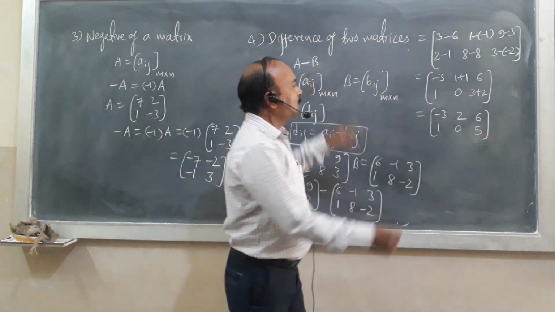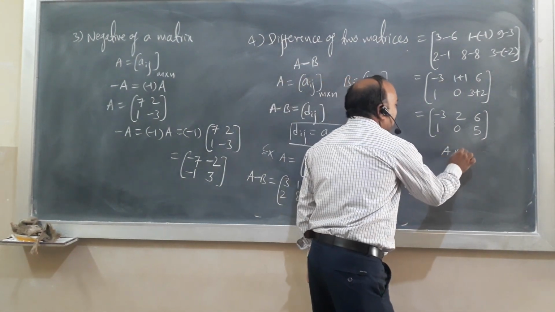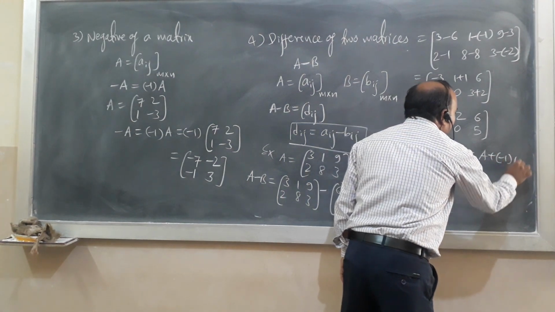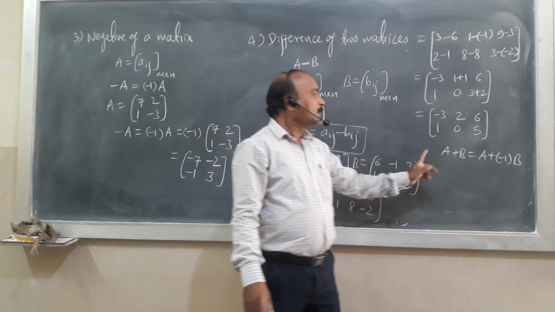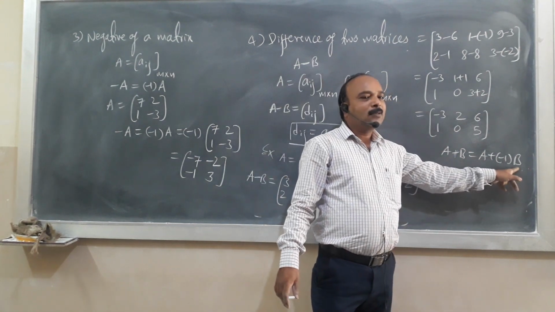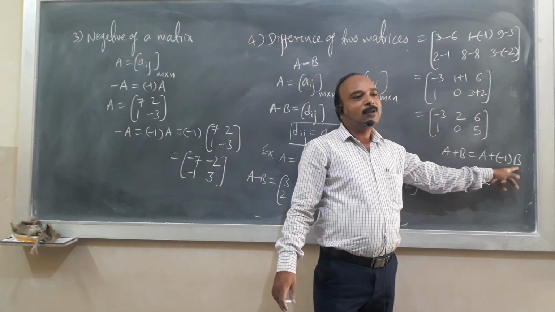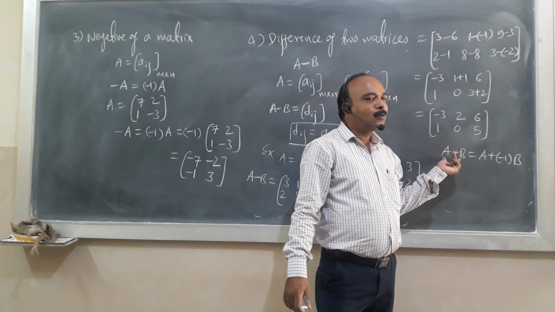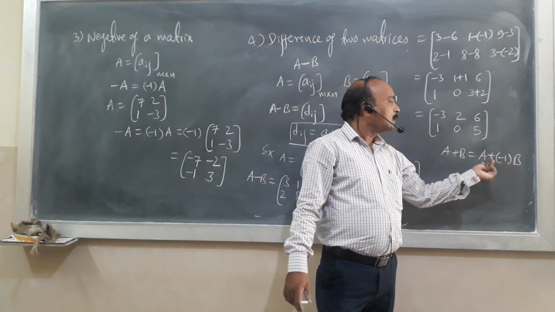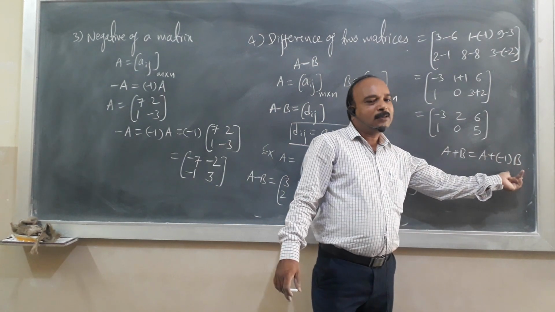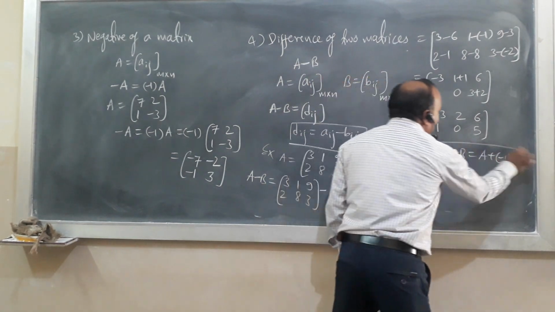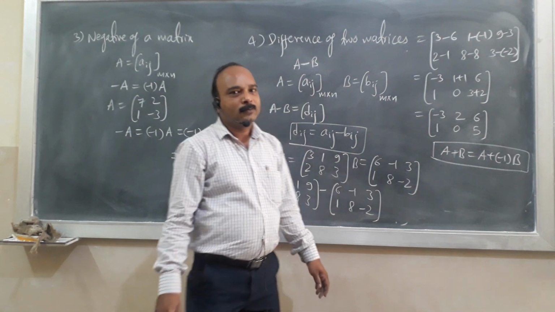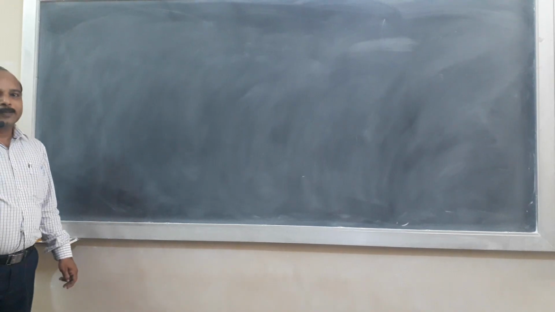In other words, A minus B can also be written as A plus minus 1 into B. That is the addition of matrix A and the negative of matrix B. Both have the same meaning. The difference of matrices A and B is also equal to the sum of matrix A and the negative of matrix B. It is another way of writing the difference of two matrices.